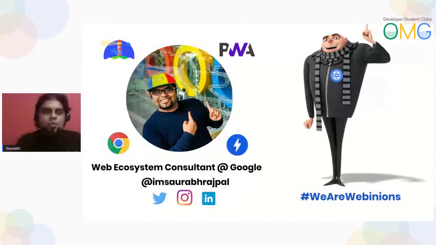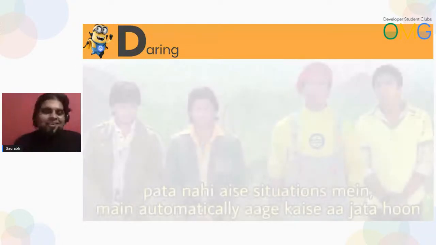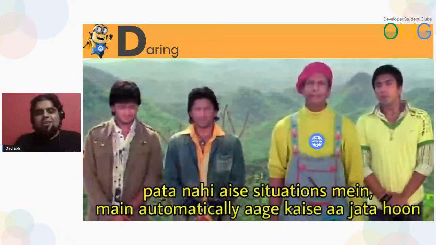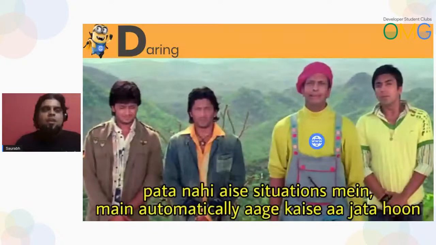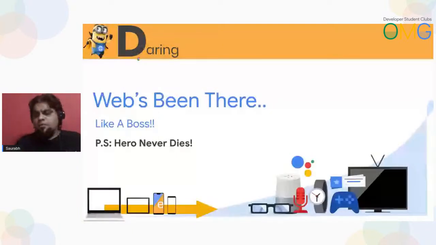Cool. With that, we go to the first superpower of web, which is daring. Now, I don't need to explain what the meaning of daring is, but web certainly has been daring in a lot of senses, and it's not necessarily that it has been daring by choice. Sometimes it had to be like that because nobody else was taking on that initiative, or sometimes you understand that web is so important that it has to be in the forefront. And I think it's commendable how web has evolved over the years.